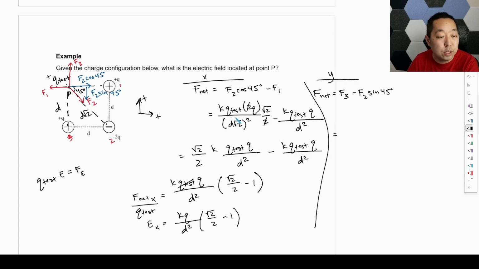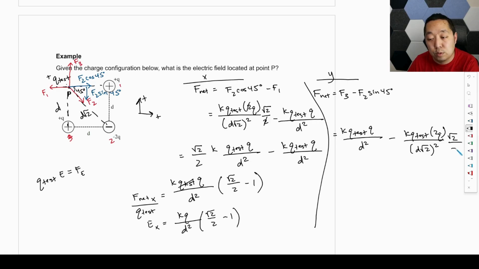You're going to have F3. So F3 is going to be K Q test times the same Q test Q over the distance squared. And then this one, F2, is going to be K Q test times 2Q, because it's double the charge, between here and here. Oh, yeah, this is the F2, right? We already calculated F2 over here, over D root 2 squared. Sine 45 degrees is also root 2 over 2.